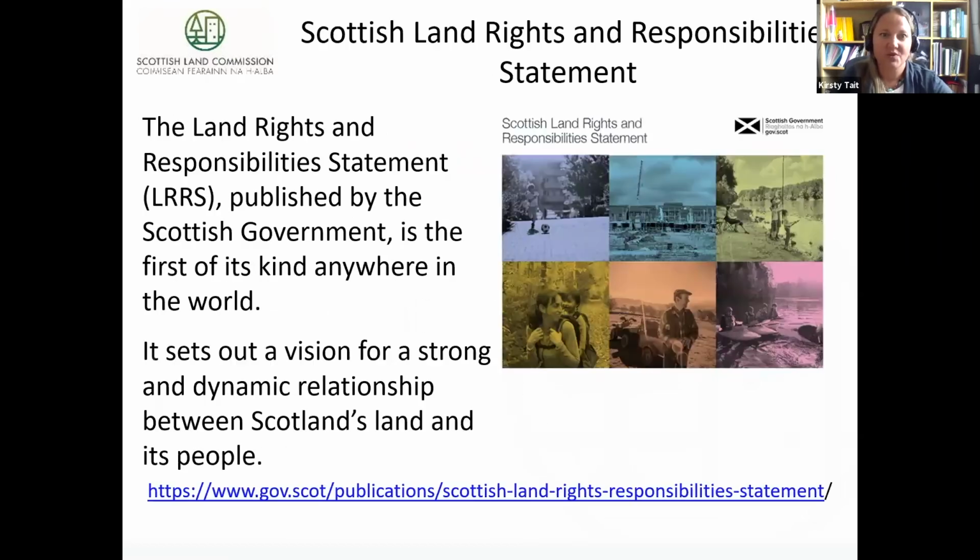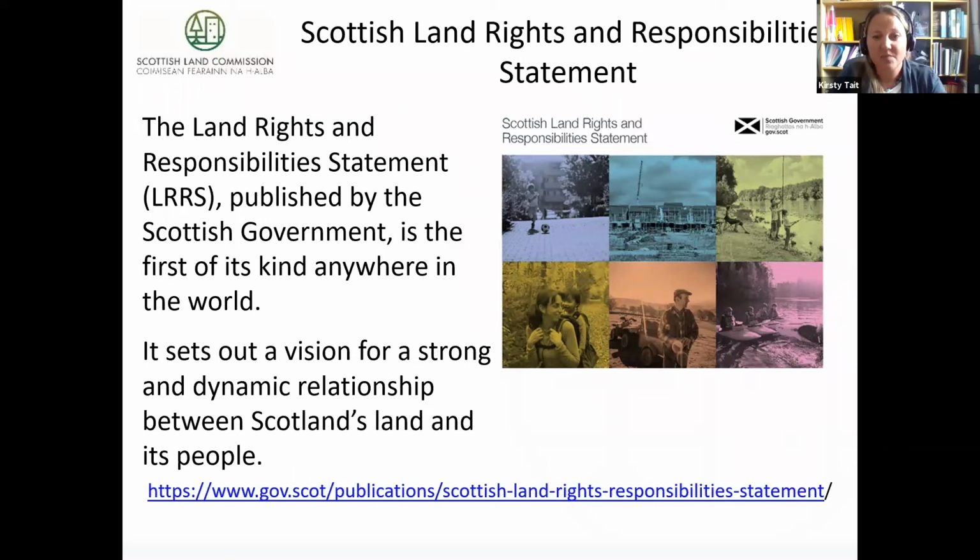So let's move on to the Land Rights and Responsibilities Statement. It was published by the Scottish Government and is the first of its kind anywhere in the world, and it sets out a vision for a strong and dynamic relationship between Scotland's land and its people. The decisions we make about land ownership, use and management are central to some of the key challenges we face, including social and economic inequality and the climate emergency, and right now, as we're all highly aware, our country's post-pandemic recovery and renewal. This is really about realising the rights of everyone in relation to land, not just property rights, and the responsibilities that come for all of us with these land rights.